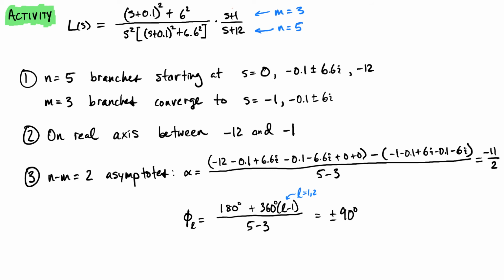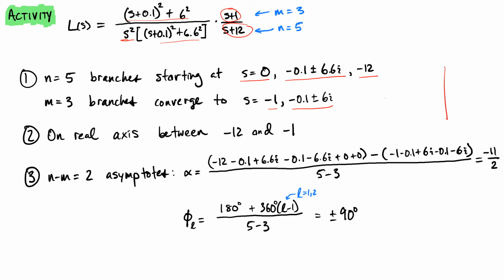So we can see over here that we've got a zero and a pole, and then we have 2 poles at the origin, and then we've got some complex poles and zeros. Once you work this out, you'll see that you've got poles, 2 of them at 0, 1 at minus 12, and 1 at a value of minus 0.1 plus or minus 6.6i. And then we've got zeros at minus 1 and very close to those poles, minus 0.1 plus or minus 6i.